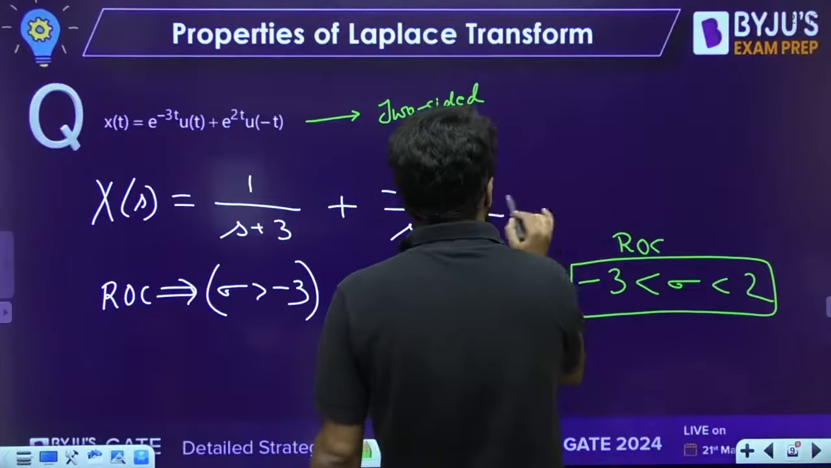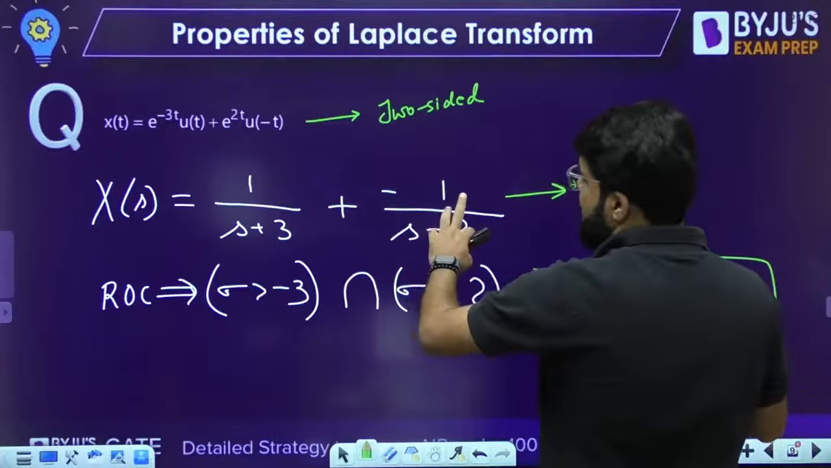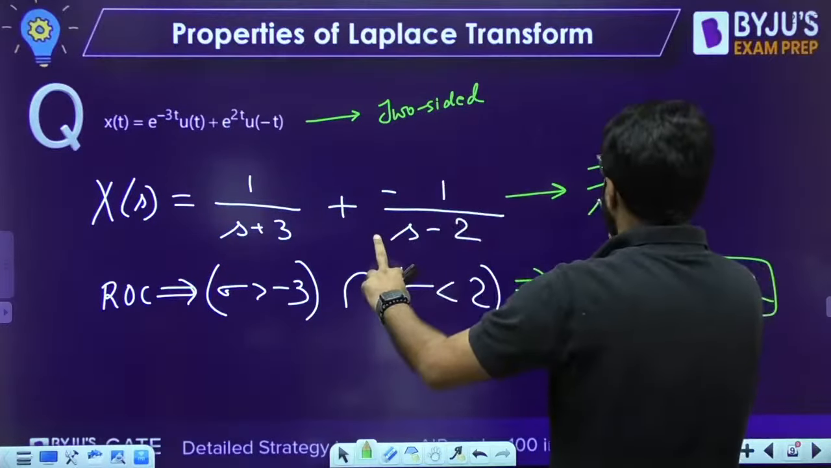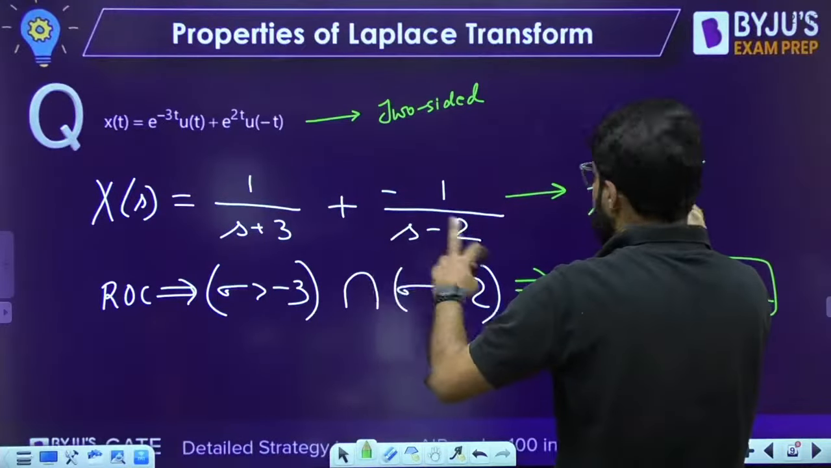And what about the final expression? Let me solve that: 1 upon s minus 2 minus 1 upon s plus 3. Here s and s will get cancelled. -2 minus 3 will be -5, and the denominator will be s plus 3 times s minus 2. This is s square plus s, and 3 minus 2 gives s, and minus 6.